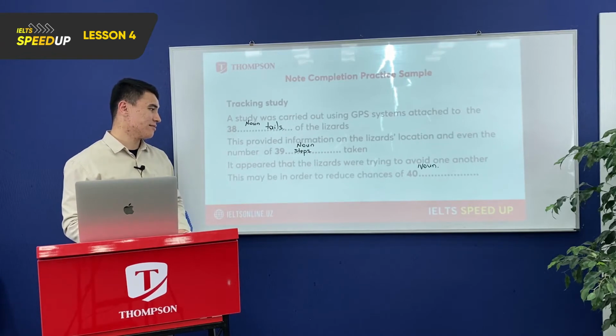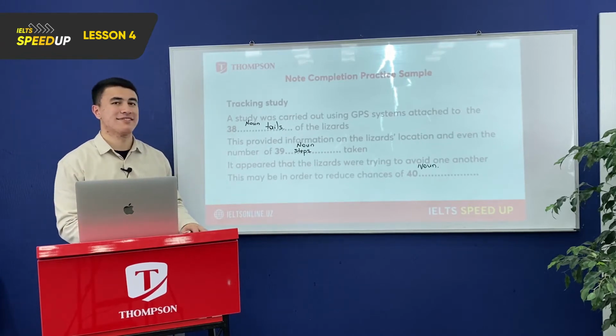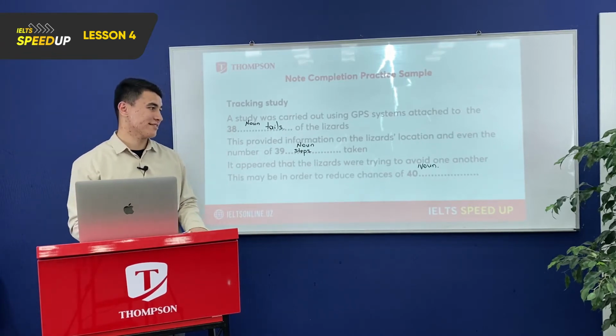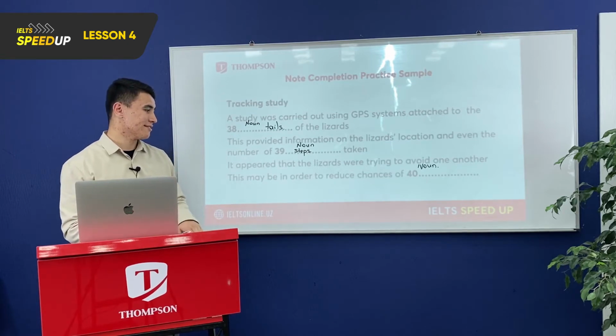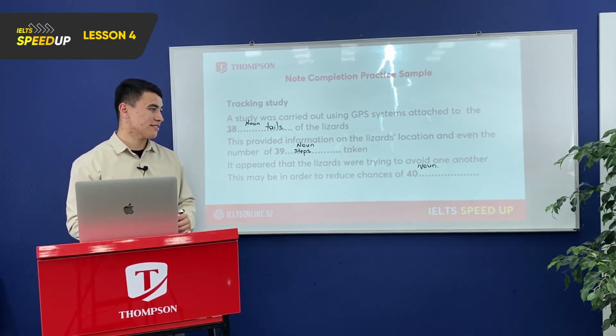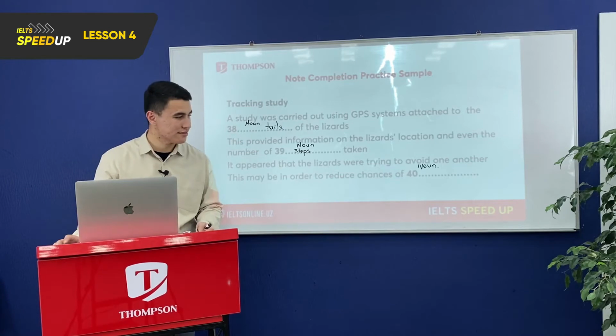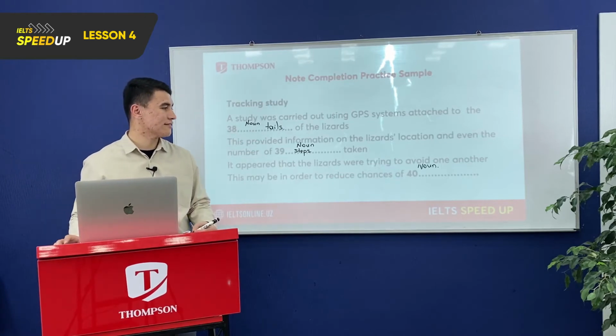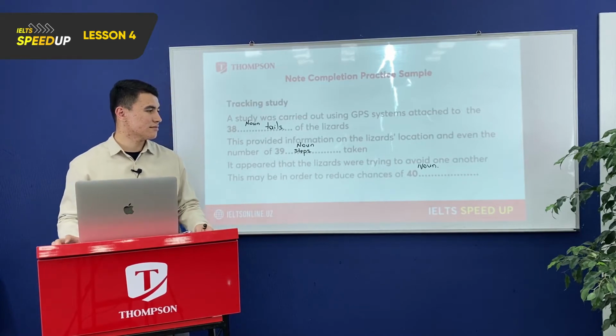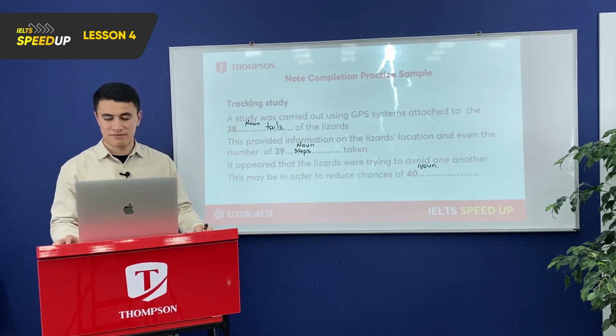One surprising thing we discovered from this is that there were far fewer meetings between lizards than we expected. It seems that they were actually trying to avoid one another. So why would that be? Well, again, we have no clear evidence, but one hypothesis is that male lizards can cause quite serious injuries to one another. So maybe this avoidance is a way of preventing this.